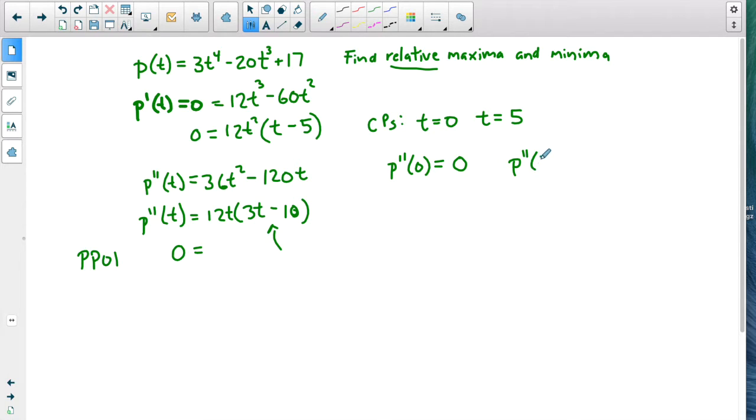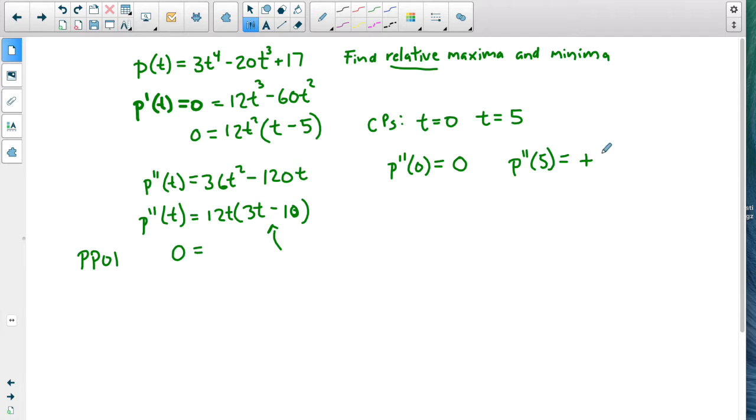And let's plug in 5, and we'll do this one first. So p double prime of 5. You plug in 5, you're going to get 15 minus 10, which is positive, times 12 times 5, 60. Positive times positive is positive. Notice I don't need to put the actual value there. It's not important, because sometimes it's just a pain in the neck to find the value, or it takes an extra 10 seconds, which we don't have.